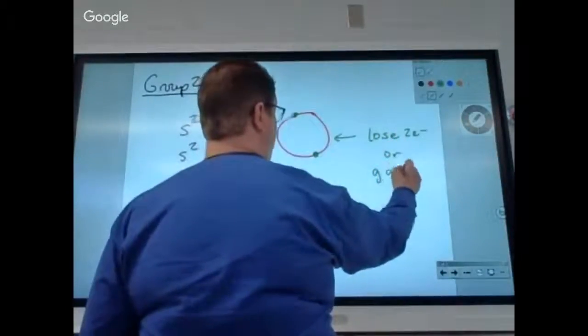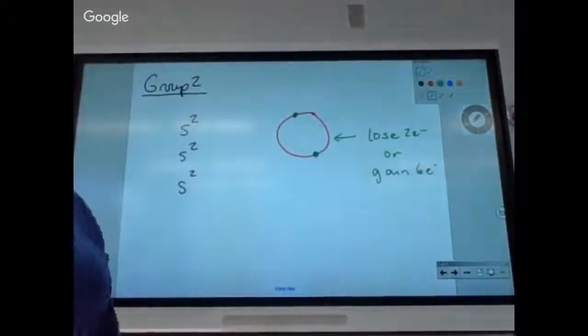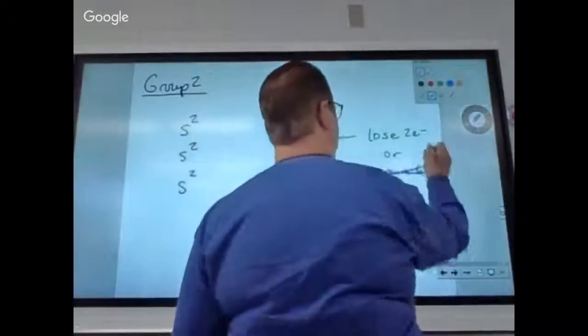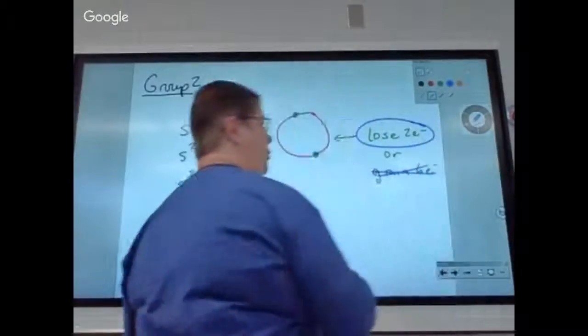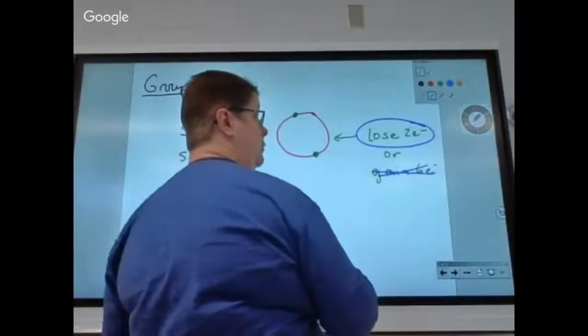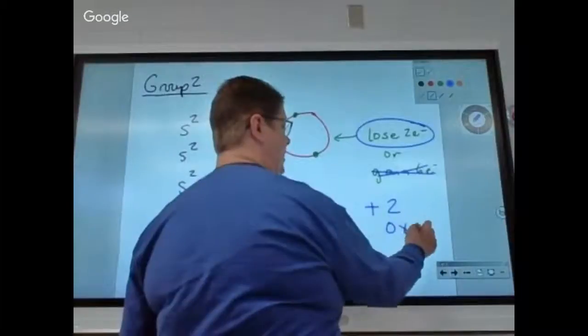We can gain how many? 6, because the magic number that all atoms want is how many? 8. So what was easier, losing 2 or gaining 6? Losing 2. And we said if we lost 2, the oxidation number would be what? When we lose 2, it would be +2, and that's its oxidation number.